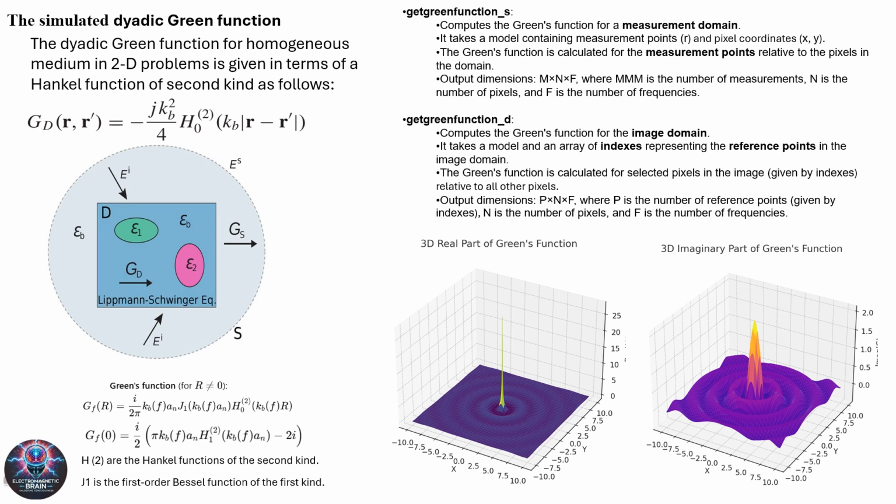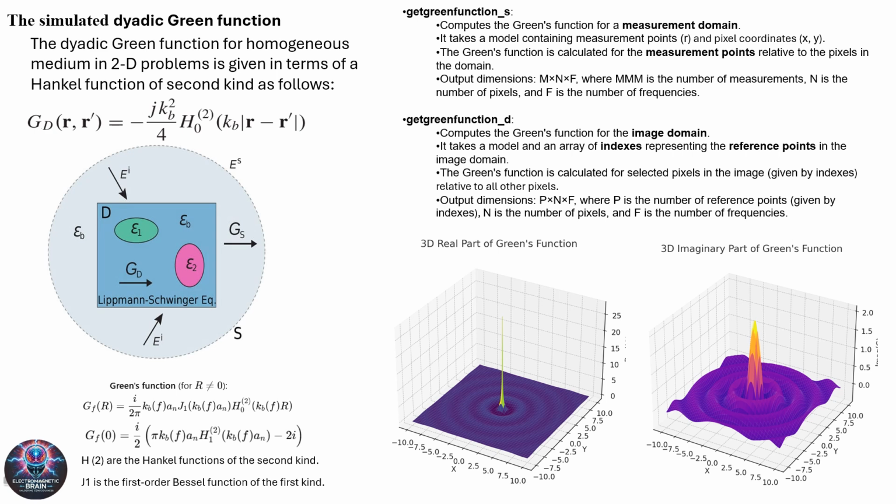In this slide, we will explore the formulation, application, and computation of the dyadic Green function, particularly in the context of 2D electromagnetic problems in a homogeneous medium. We begin with the mathematical definition of the dyadic Green function for a homogeneous medium, denoted GD. This function is crucial for solving wave propagation problems and is expressed using the Hankel function of the second kind, which models how waves radiate in cylindrical coordinates in 2 dimensions. Kb represents the wave number of the background medium.